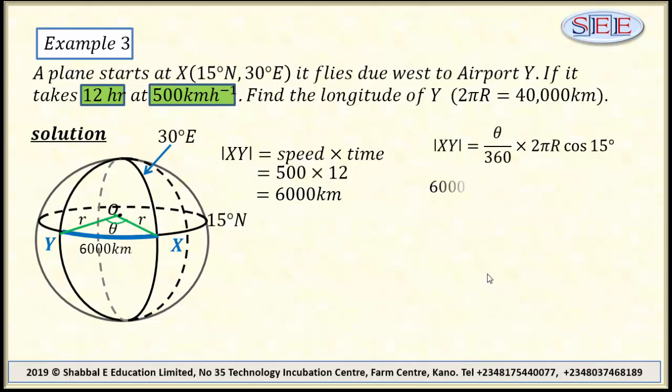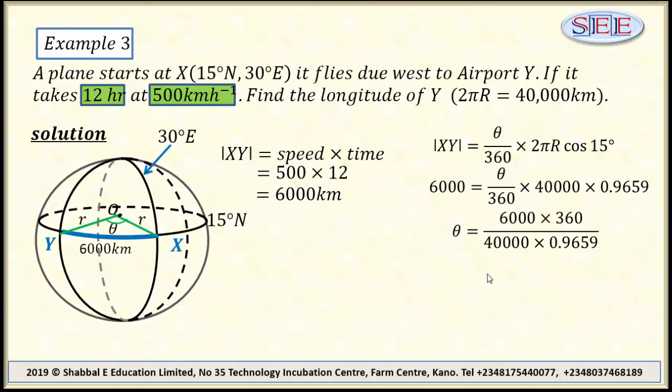So we continue in our substitution. We have 6,000 kilometers equals theta, that we have to find, over 360 multiplied by 40,000 multiplied by 0.9659. The 6,000 is the distance that we have calculated, and the 40,000 is the value of 2 pi r, while 0.9659 is the value of cos 15, either from the table or from the calculator. So we continue to get theta. Making theta the subject of the formula, theta is equal to 6,000 multiplied by 360, everything divided by the product of 40,000 by 0.9659.